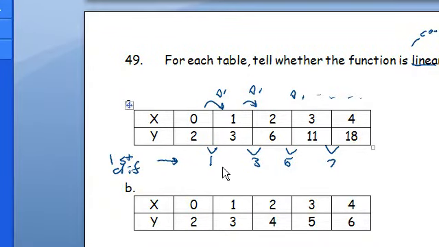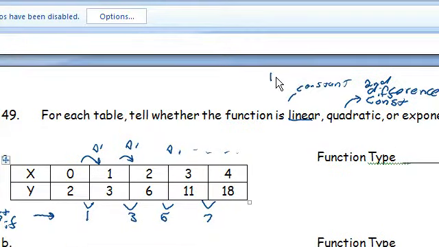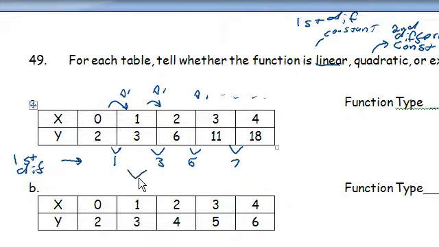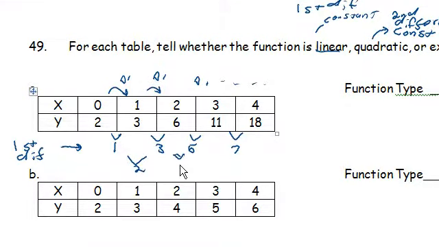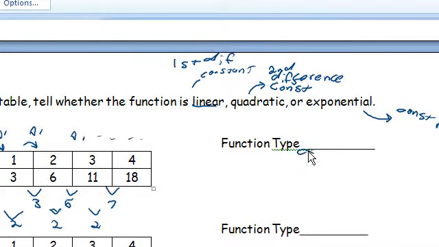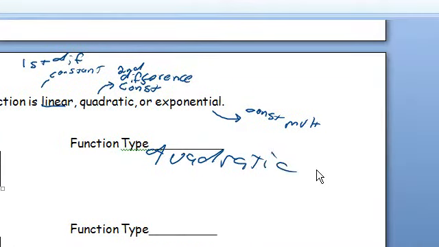And as we can see, the first difference is not constant. So we know it's not linear, because in a linear function, the first difference is constant. Let's check out the second difference, though. Second difference is 2, 2, and 2. When the second difference is constant, it's a quadratic. Okay, so that first one's quadratic.